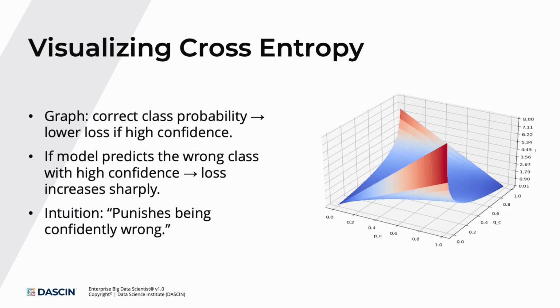Let's look at it visually again. Suppose we're classifying emails as spam or not spam. If the model predicts a high probability for the correct label, the loss is small. But if it predicts the wrong label with high confidence, the loss grows dramatically. This pushes the model to become more accurate in its probability estimates.